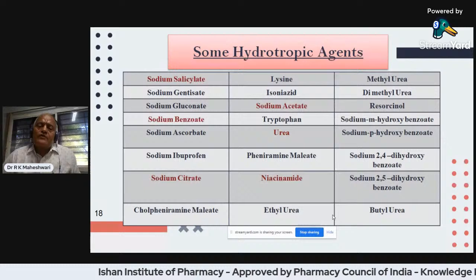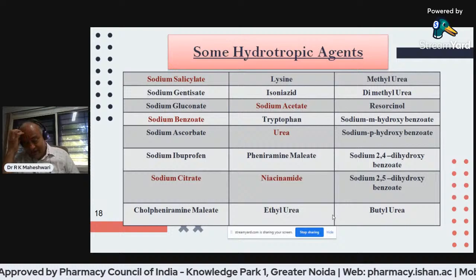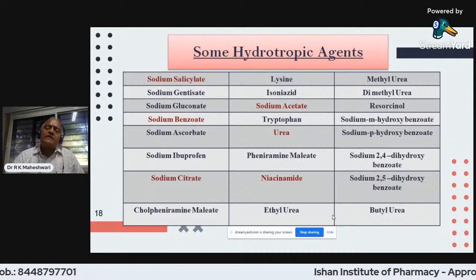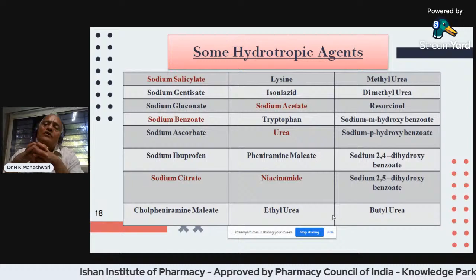Now, the definition of hydrotropic solubilization. I always used concentrated solutions. Sometimes I told you 60% weight by volume urea solution, sometimes 45% sodium citrate solution in water, sometimes 30% sodium benzoate solution in water. Always I talked about the concentrated solution. Now the definition of hydrotropic solubilization.